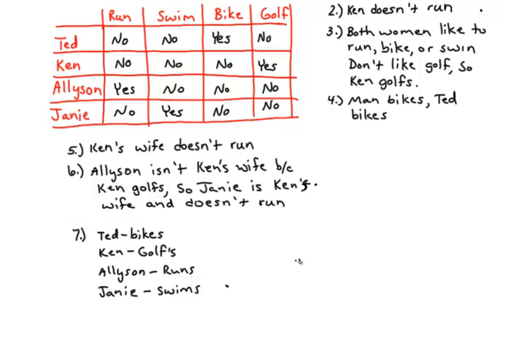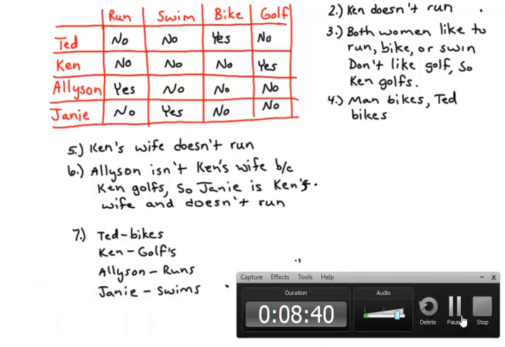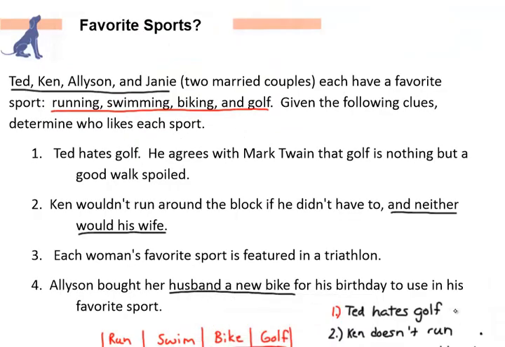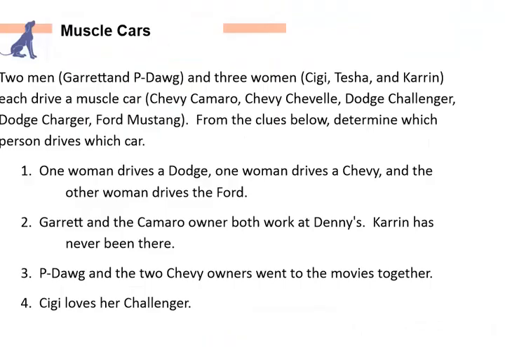And that is how we do matrix logic when we're talking about only 2 things. Okay? So let's try one more. Let's talk about muscle cars.